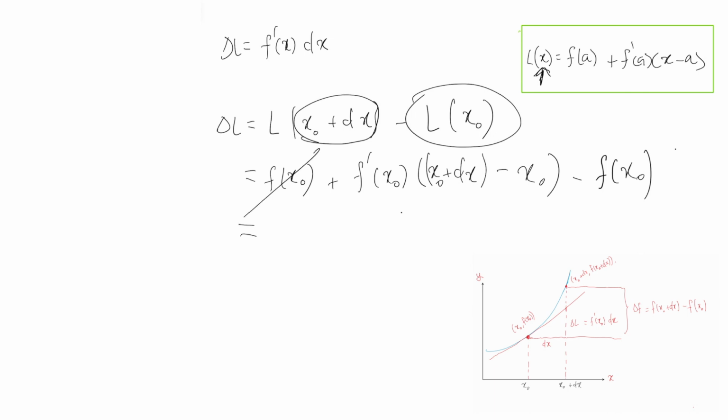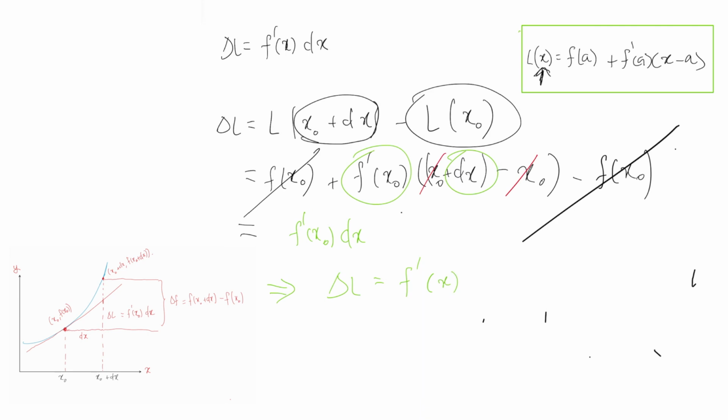All right, now let's simplify. F of x naught goes with the other f of x naught. F prime of x naught times dx minus x naught. Well, this x naught over here cancels with the other one. There's 0, and so we end up with f prime of x naught times just this dx. What's remaining? These two. And so we can write finally that delta L is equal to f prime of x times dx, which, as we said in the beginning, is true. So we found it's true.